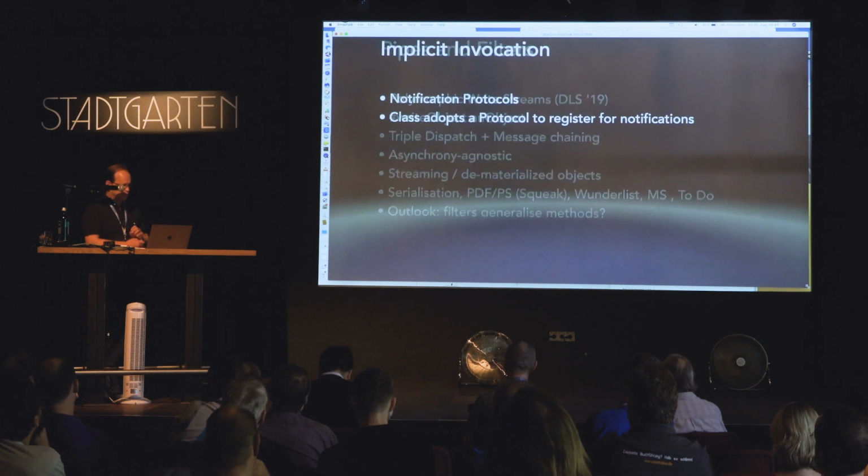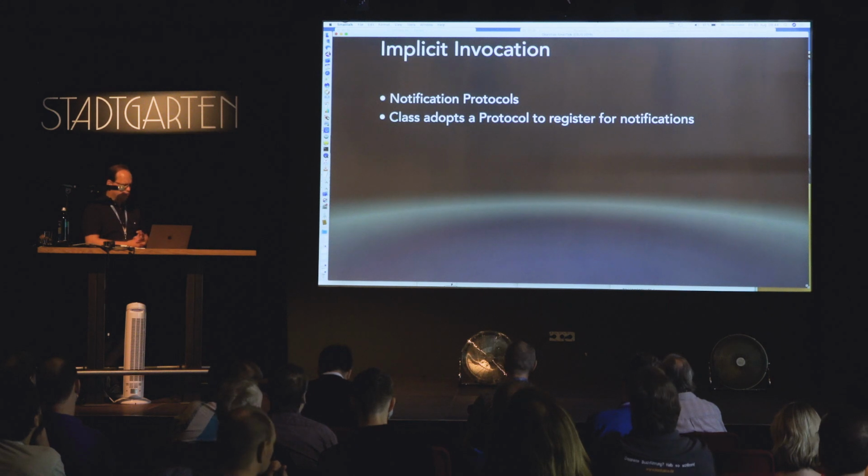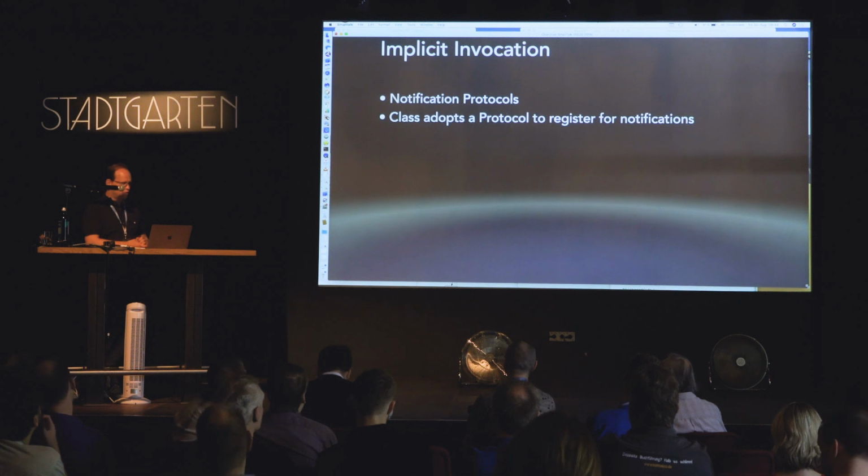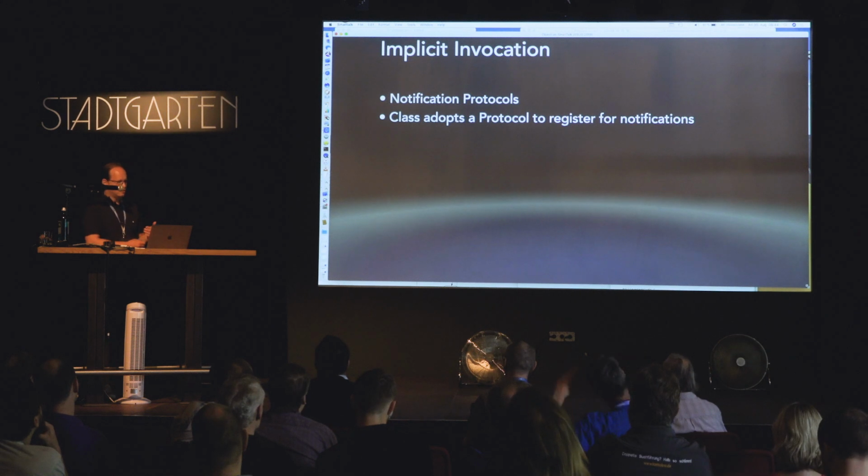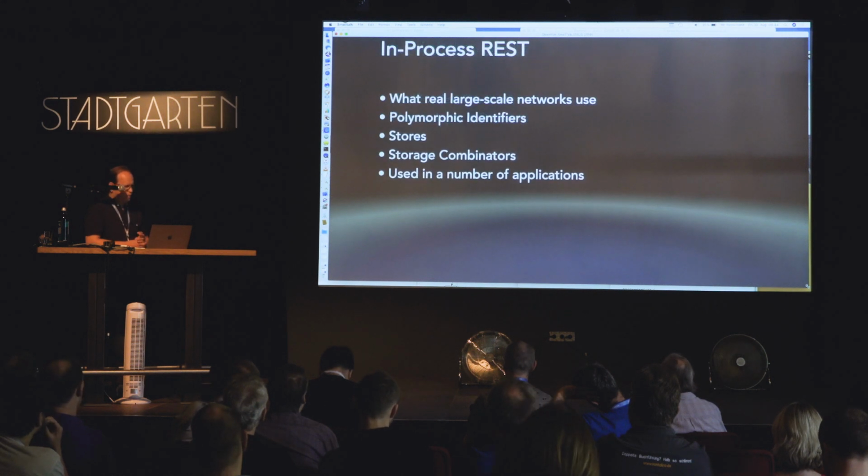That's something to explore. Implicit invocation, just a really short one: when you have interfaces or protocols, we can just create a subclass of this interface connector that is a notification protocol. And then when a class adopts that, it means it tells the class, please listen to this notification. And everything else happens automatically. That was really surprising. Bigger one is in-process REST.